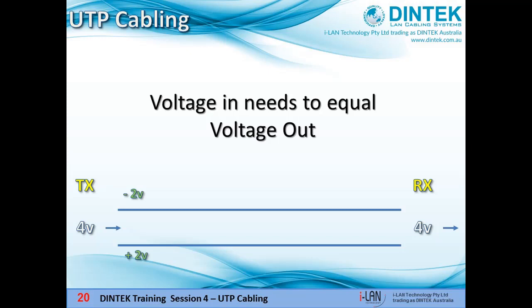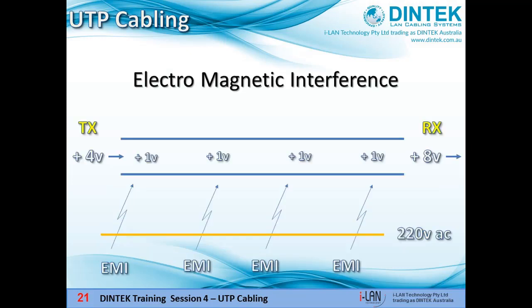For data transmission, we want the input voltage to be equal to the output voltage. So if we put 4 volts in, we want to see 4 volts out. However, in an untwisted pair, if there's power cables or other data cables nearby, we'll start getting electromagnetic induction on the wires. So we could be continually adding voltage, particularly to the wire closest to the source of EMI, as we move along. In our example here, we have a 220 volt AC line running beside our data cable, and we've been picking up an extra volt here and there along the length of the cable, so now our 4 volts at the transmission end has increased to 8 volts at the receiving end. This causes data rejection and retransmission and slows down the network.